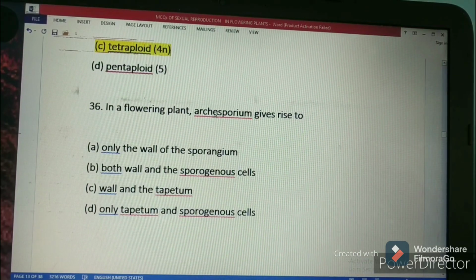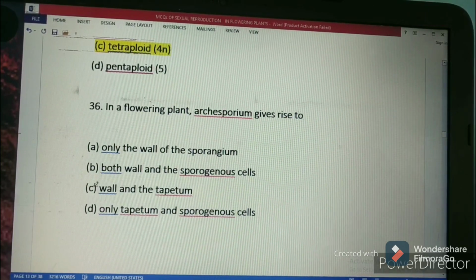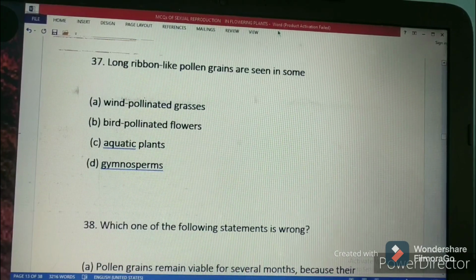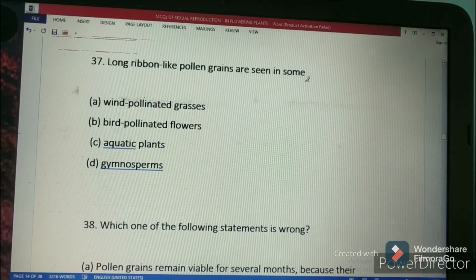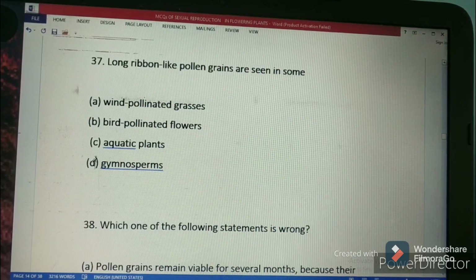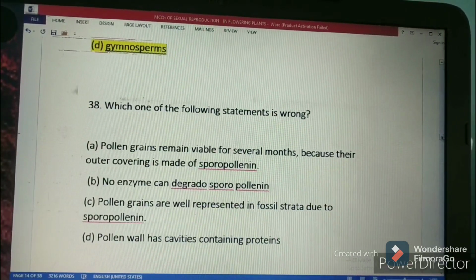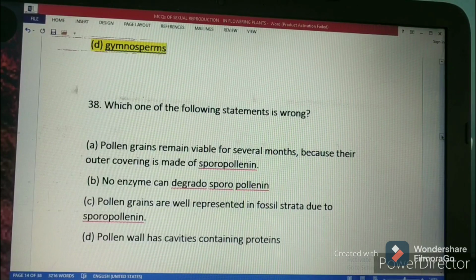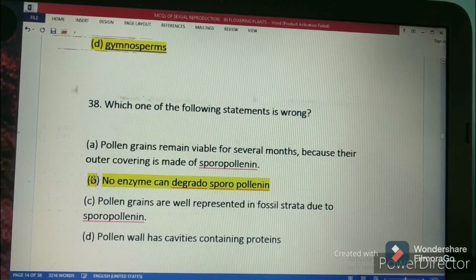In a flowering plant, archesporium gives rise to a wall layers and the tapetum. Long ribbon-like pollen grains are seen in some gymnosperms. Which of the following statements is wrong? No enzyme can degrade sporopollenin.